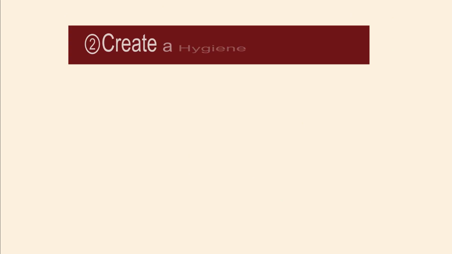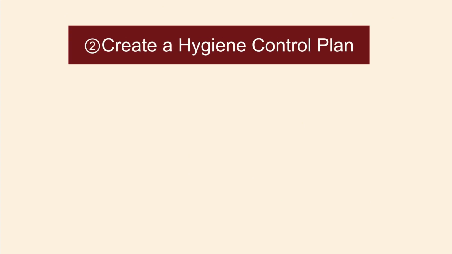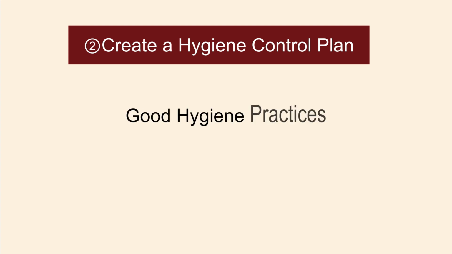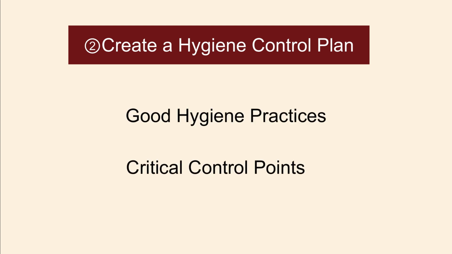Next, create a hygiene control plan. This is to establish procedures to eliminate factors that could lead to incidents such as food poisoning. The plan includes good hygiene practices and critical control points. Good hygiene practices is the basic hygiene control that is implemented throughout the entire food handling process. Critical control points are those that require special attention in the food preparation and serving processes. Let's start with good hygiene practices.